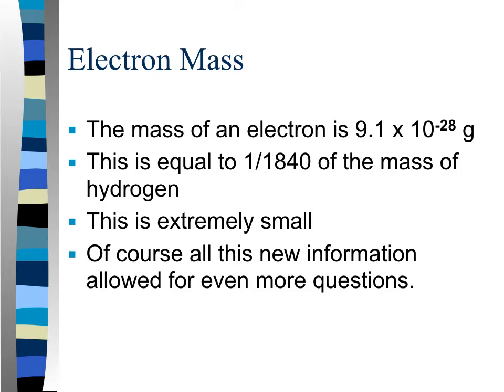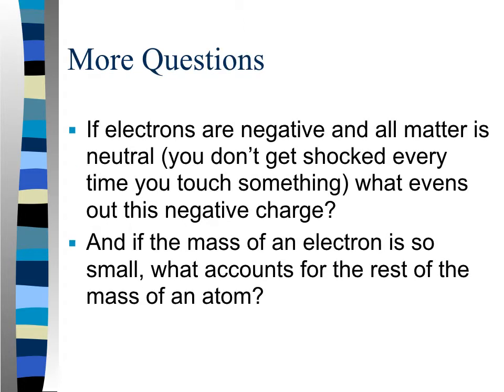Okay. So we have all this new information, and we know in science that new information always leads us to having new questions, more questions. If electrons are negative and all matter is neutral, and you know all things are neutral because when you touch something you don't typically get shocked, what evens out the negative charge? So we have a negative charge, what makes it neutral? And if the mass of an electron is so small, what accounts for the rest of the mass of the atom?